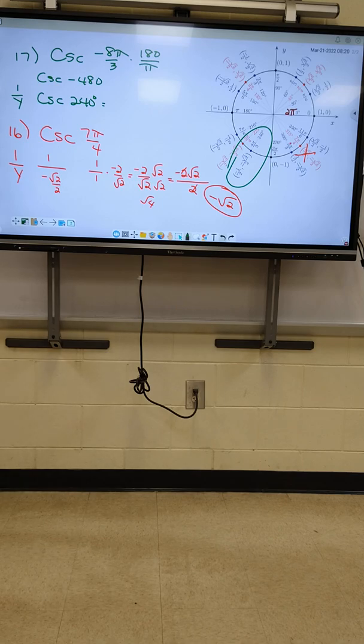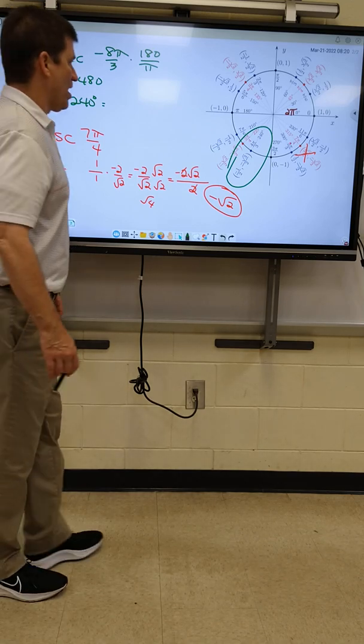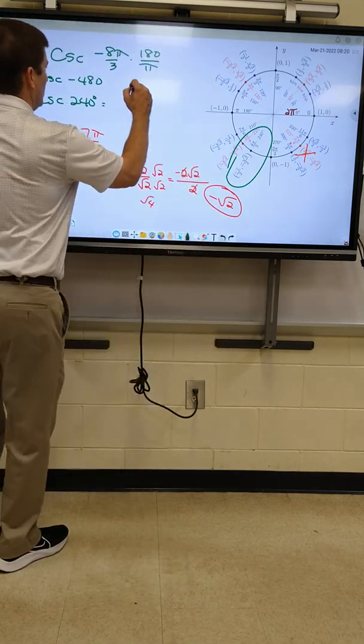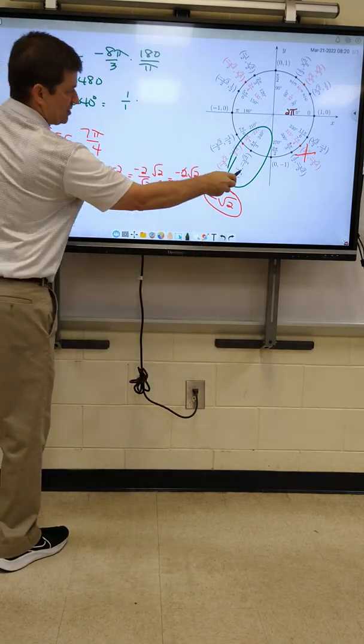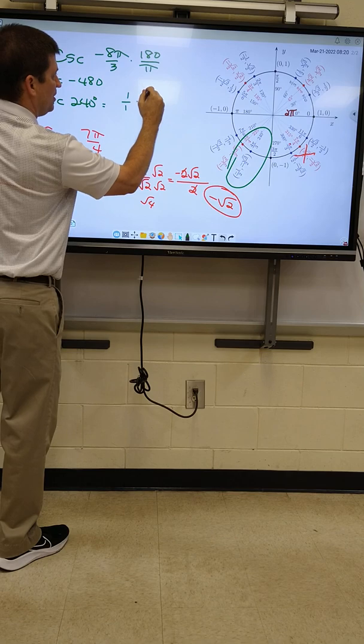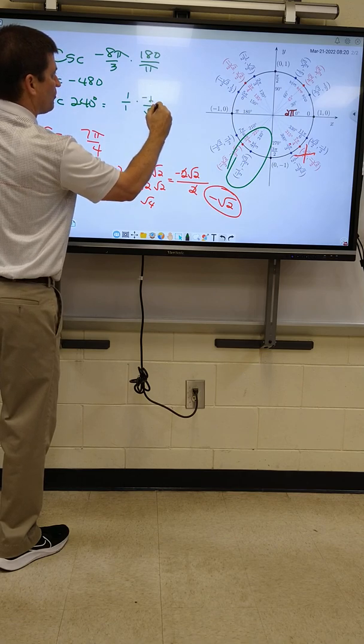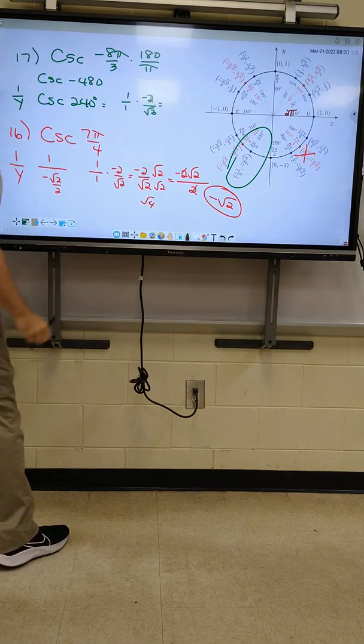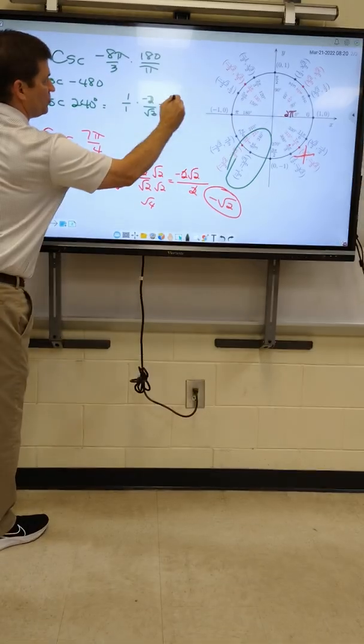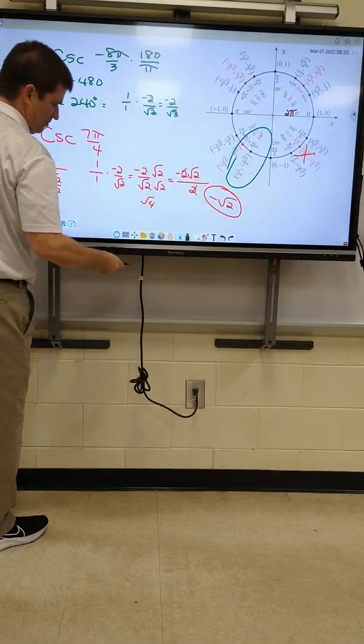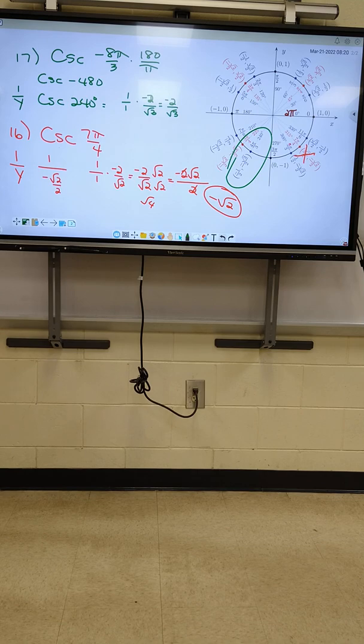You plus 360 twice? Yep, I did. All right, so 1 over y is going to be 1 over 1 times, I got to flip this one, so it'll be negative 2 over root 3. So my answer is negative 2 on top and root 3 on the bottom. Now you can't leave it with a root 3 on the bottom, so fix it.